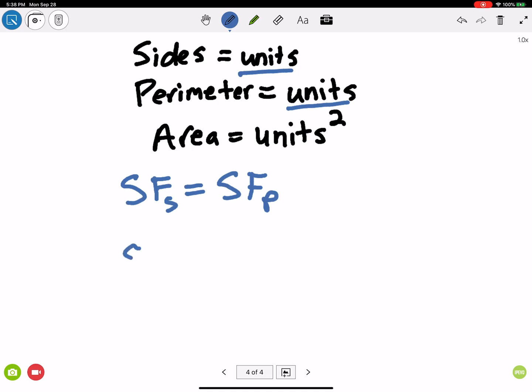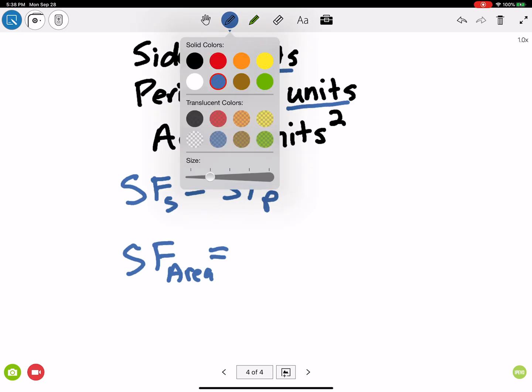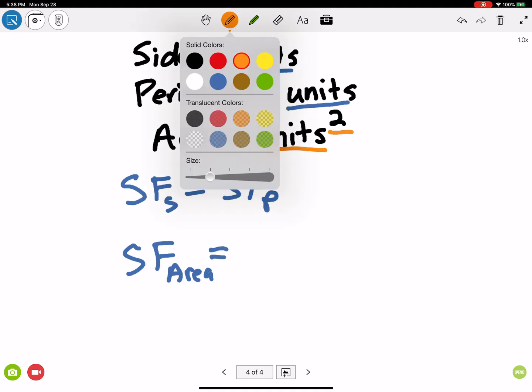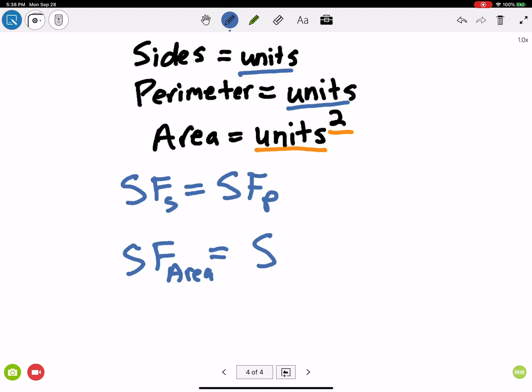But what about the scale factor of my area? Those are units squared. So the scale factor of your area is actually equal to the scale factor of your sides squared.